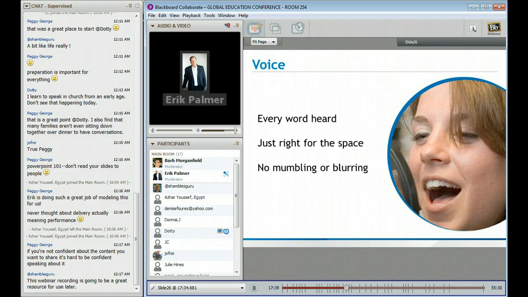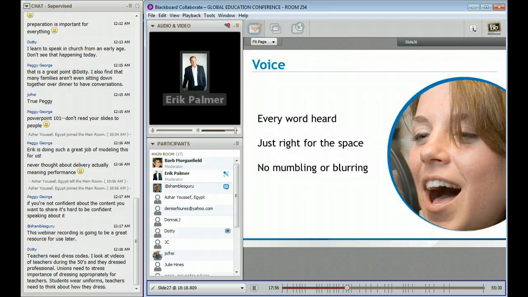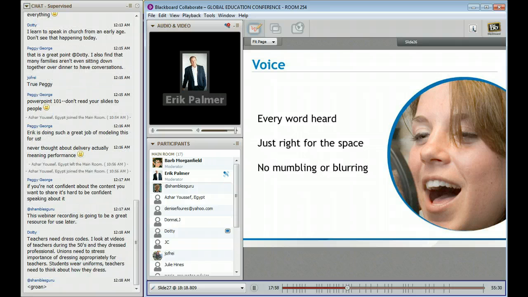A lot of teachers use unfriendly words like elocution, which I think is what they do to prisoners in Texas, articulation, enunciation, voice. Is every word heard? That's what I'm interested in here. Any competent speaker will have every word heard. And that may mean just right for the space. How big is the space? Are you using the microphone well?